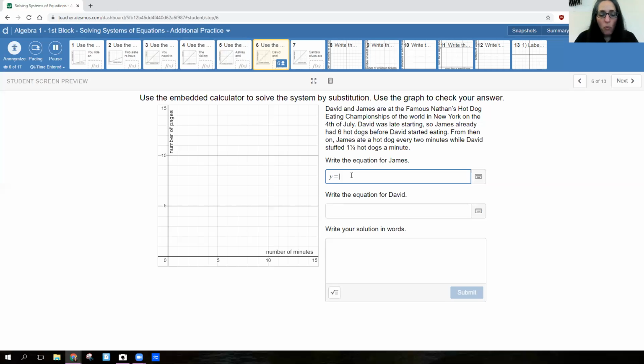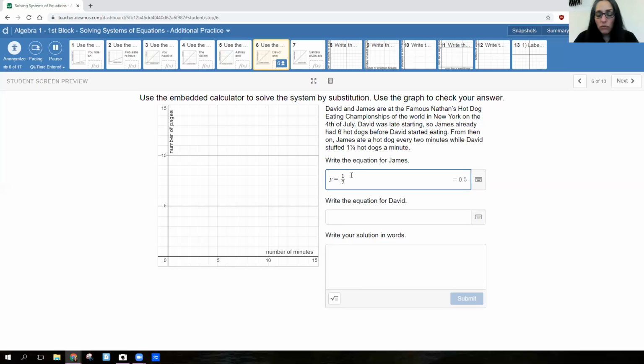So it's going to be 1/2 x. If you eat 1 hot dog in 2 minutes, that means you're eating half of a hot dog in 1 minute. Okay, so that's why it's 1/2. Don't put 2x because that would mean he's eating 2 hot dogs every minute. He's not eating them that fast. All right, plus 6 because he had a head start.